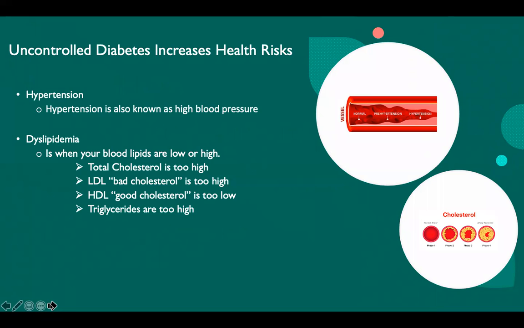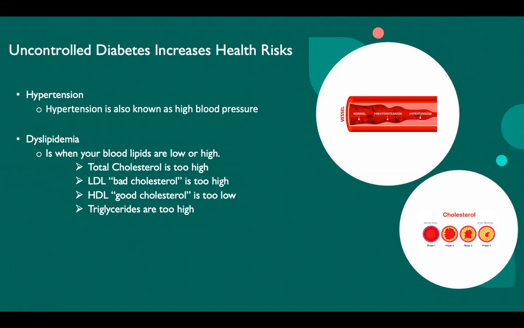So how you find this out is usually when you get your labs drawn or your blood drawn, they'll run a lipid panel, and this is what comes up in that lipid panel. So dyslipidemia is when your total cholesterol is too high, your LDL or bad cholesterol is too high, your HDL or good cholesterol is too low, and when your triglycerides are too high.